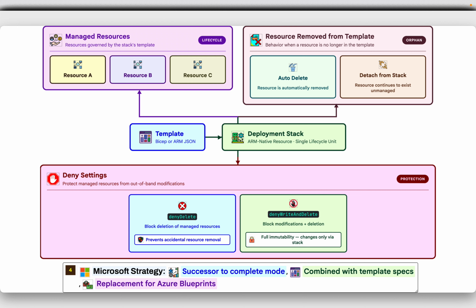Microsoft is positioning deployment stacks as the successor to complete mode. Combined with template specs, these serve as the replacement for Azure Blueprints.